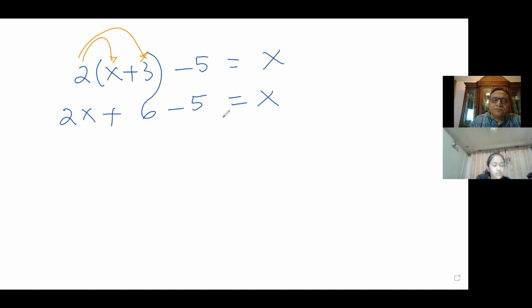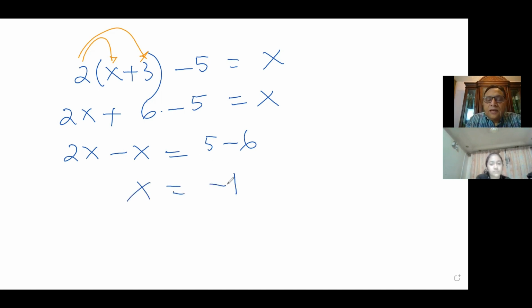correct? Yes. Now, isolate the variable, bring them together. So we get 2x minus x equals, you can take this on the other side, which is 5 minus 6. Is that okay? Yes. So 2x minus x is x and 5 minus 6 is minus 1. So you get your solution x equals minus 1. Clear? Yes. Now, let us check the solution.